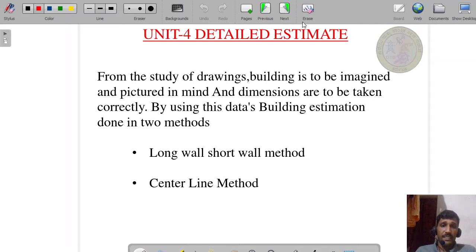For every civil engineer, building estimation is generally done by either the long wall short wall method or the center line method. But for both methods, building drawings are very essential. Components of the building, details of the building, dimensions, everything is required. If the dimensions and drawings are not found, then it is very difficult to compute the probable cost of the building.